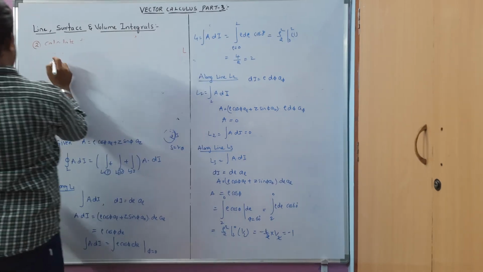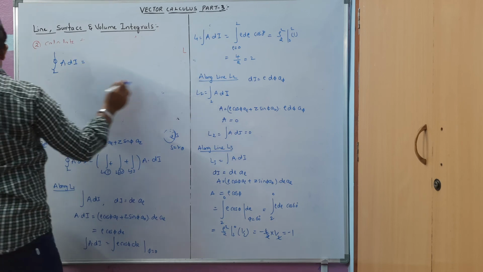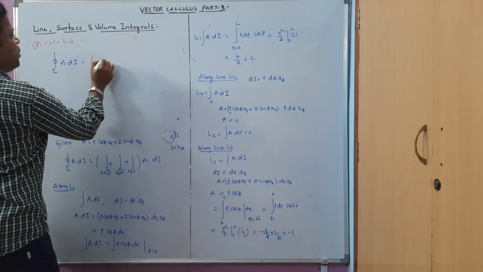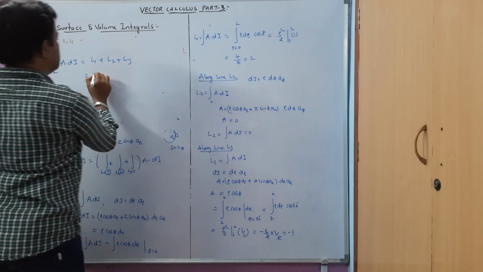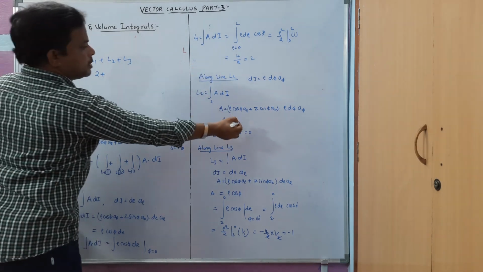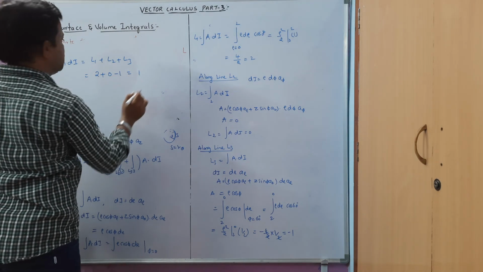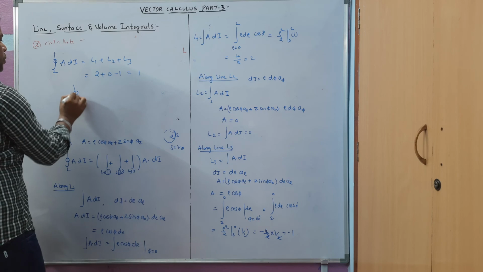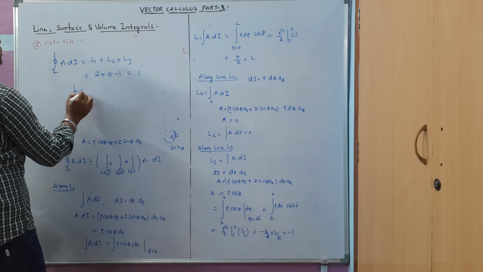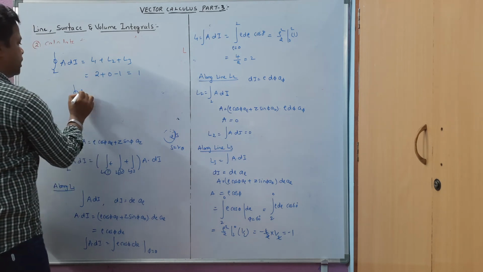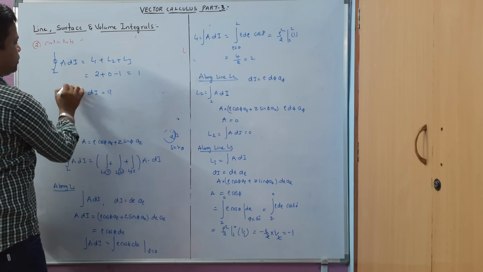So we have to add all of these. The closed line integral of A dot dl becomes L1 plus L2 plus L3. For L1 we got 2, plus the second one 0, and the third one minus 1. So this is equivalent to 1. So the closed loop integral of A dot dl becomes 1.